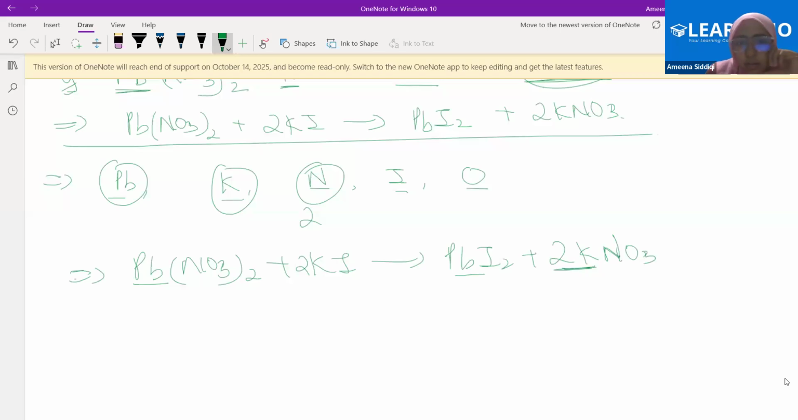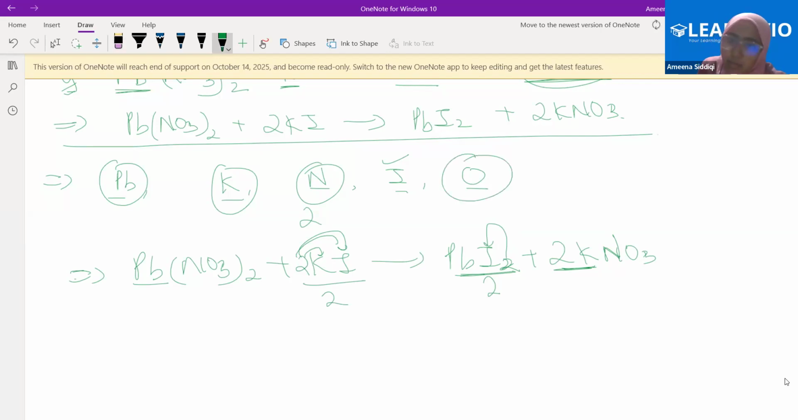Now, let's quickly see for iodine. How many iodine atoms here? Two. How many here? Two. See, this 2 is for iodine and also for potassium. What is the problem? I'm getting confused. Revise. We have discussed these concepts for over 2 months now. So revise. Therefore iodine is balanced.